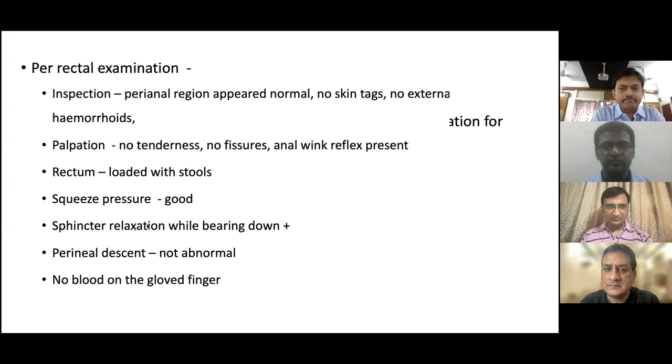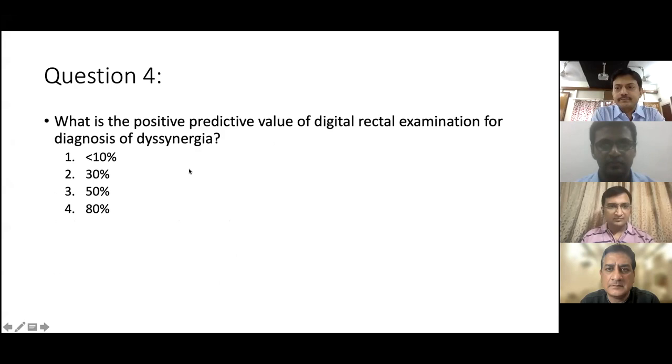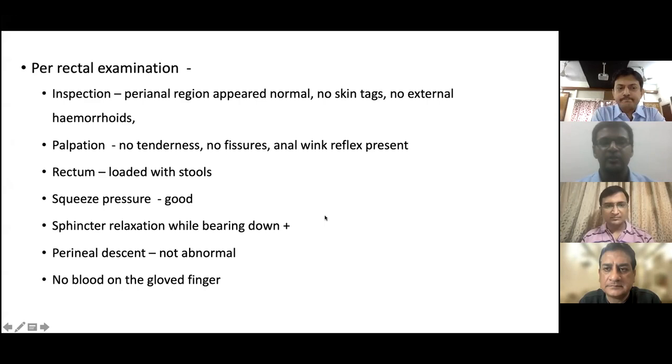John, before we come to the question, you said perineal descent was normal. How much is the normal perineal descent? Up to 4 centimeters is normal, sir. Less than 1 centimeter or more than 4 centimeters would be abnormal. What landmark do we use to assess that, when the patient is in the left lateral position? We take the ischial tuberosities as a landmark, and if it comes below the ischial tuberosity, then it is considered abnormal. Good, very good.